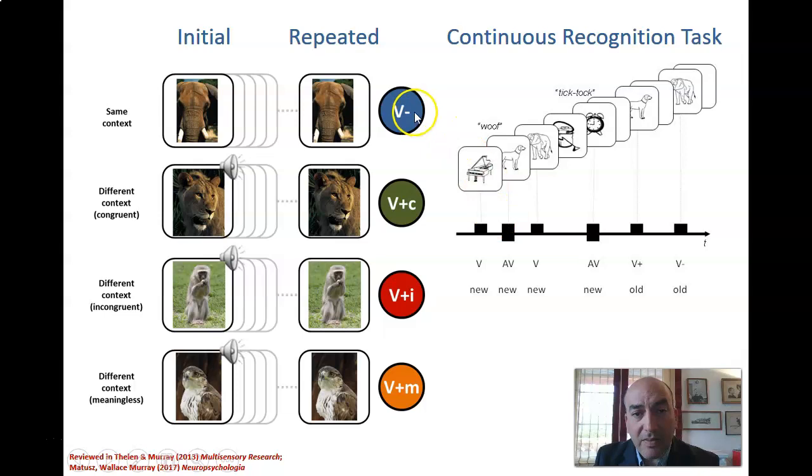This allows us to differentiate different types of repeated events. Those that had been only unisensory, which we'll call V minus, those that had initially been multisensory and semantically congruent, which we'll call V plus C, those that had been initially multisensory but semantically incongruent, which we'll call V plus I, and those that had been presented with a meaningless sound but are now again unisensory and visual, which we'll call V plus M.